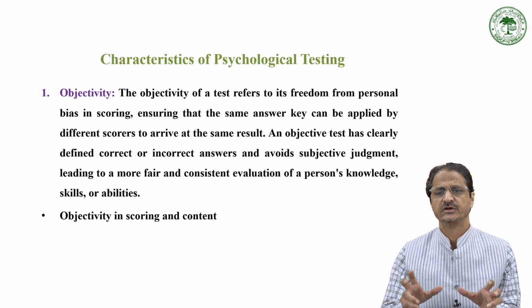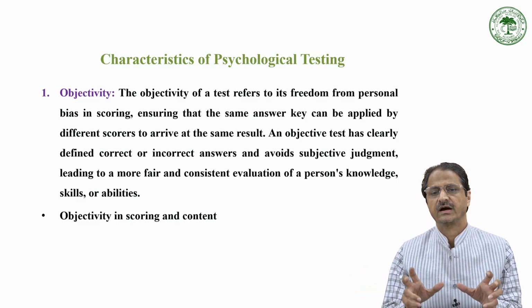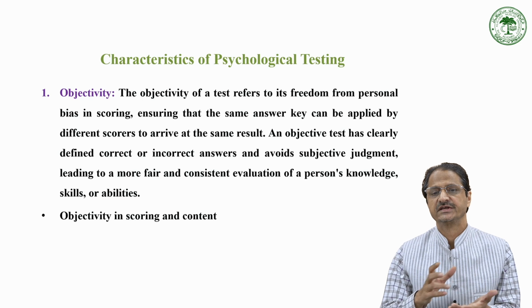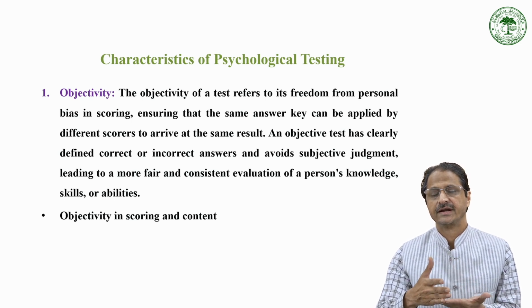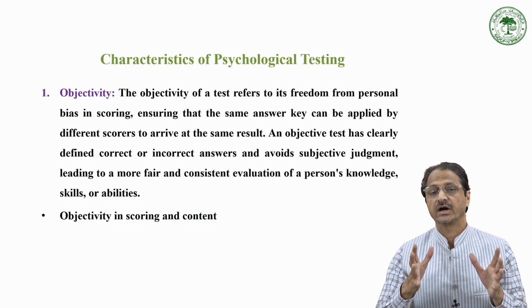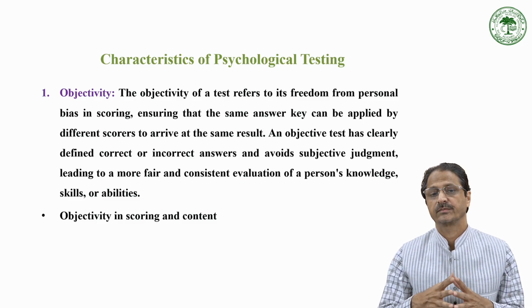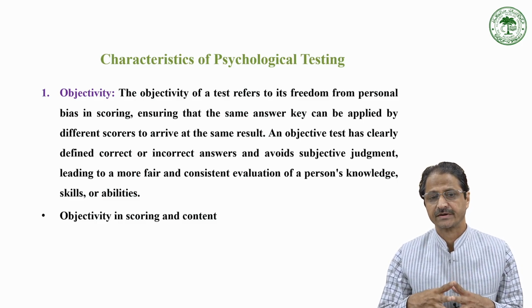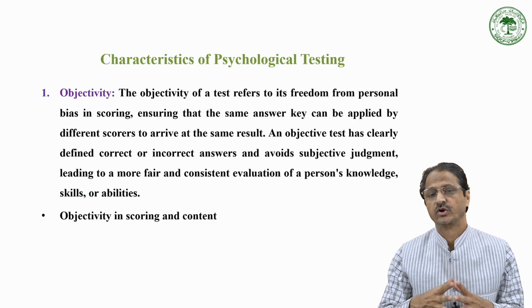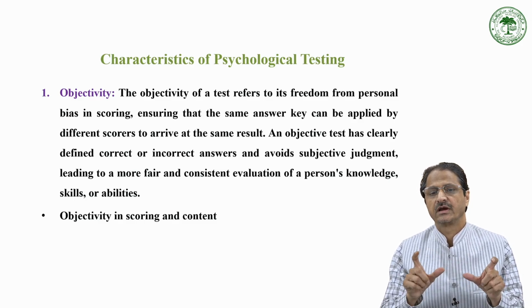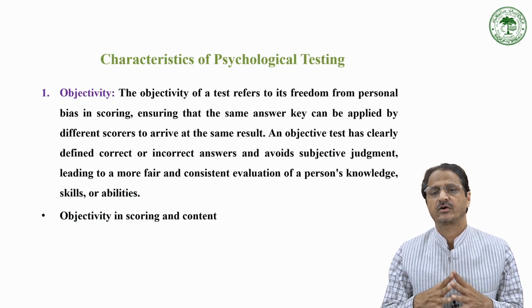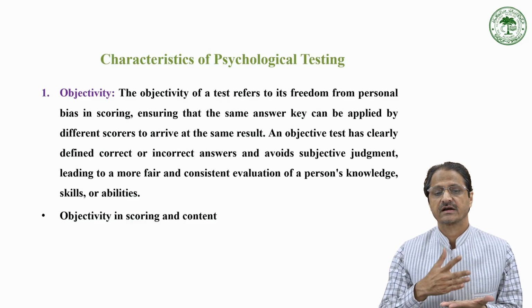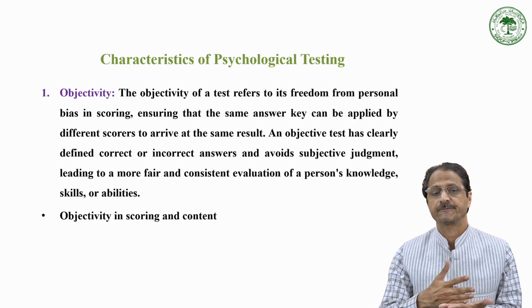Take for example, you are preparing an achievement test. It means that all aspects given in that content must be present in that question paper, or questions or items must be related to that. Due recognition should be given to each and every part of the content. That is called the objectivity of the content.